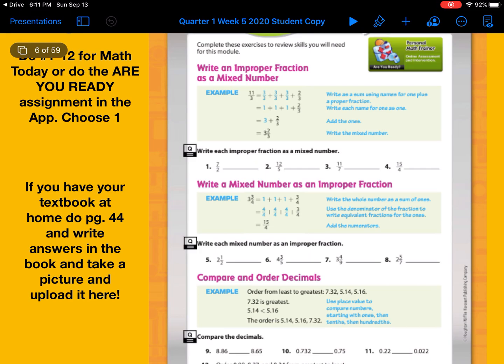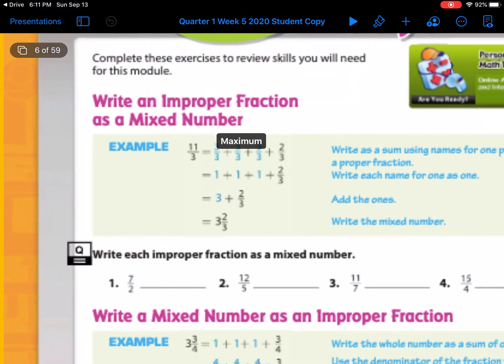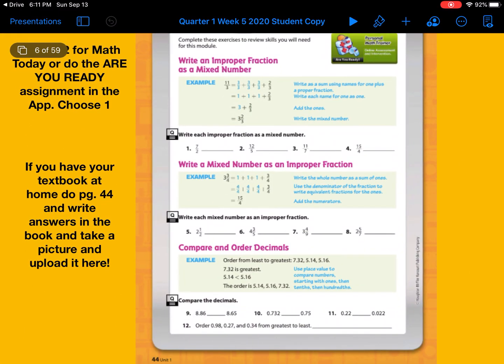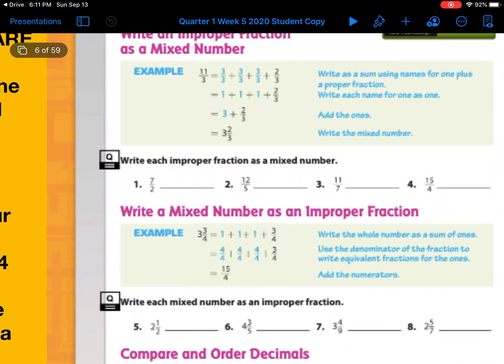So, write each improper fraction as a mixed number. So we have an example up above, and I know it's a little blurry when we zoom in. You should have picked up your textbook. You can do the page in the actual textbook. This is if you don't have a book and your app isn't working.